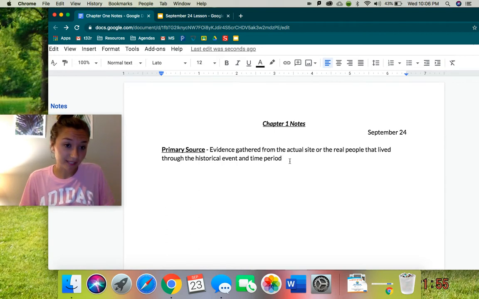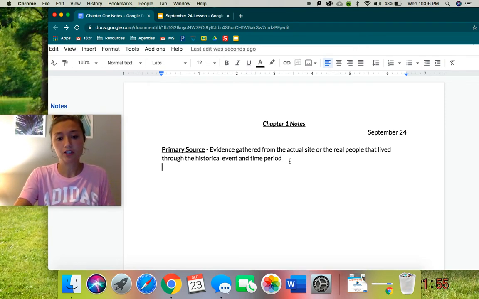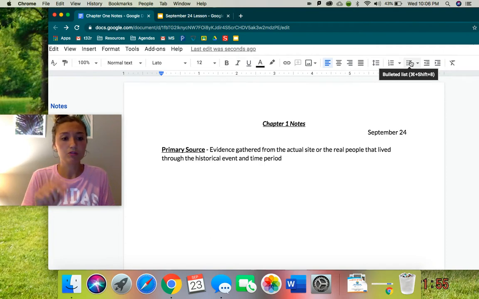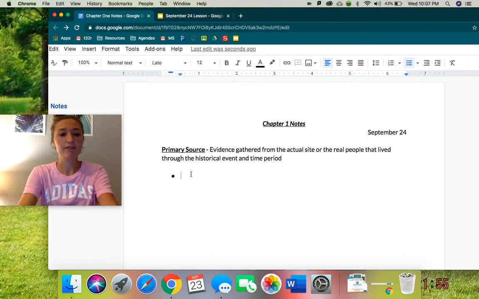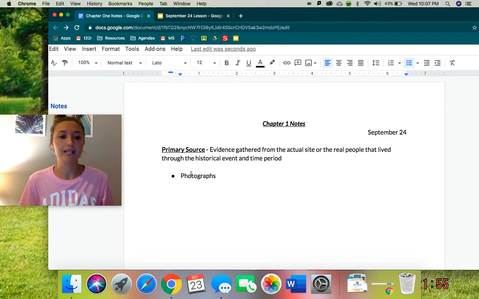And now we're going to look at some examples, okay? So that you can refer back to these notes when you are studying chapter one. So I'm going to go ahead and enter twice. Enter, enter, 2 spaces down. I'm going to use this bullet point over here. You can use the number system, you can use a bullet point, you can use dashes, whichever you prefer. I like the bullet points personally. And my first example is photographs, just like that one of Muskegon.